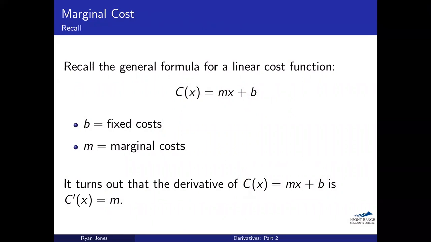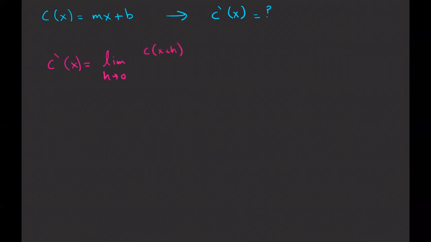Let's go ahead and do that really quickly, just so we can convince ourselves of that fact. So if I have f of x, well, let's go ahead and call it C of x. C of x equals mx plus b. And I say, hey, I want to find C prime of x. What the heck is C prime? Well, I can just do the limit definition. So C prime of x is going to be equal to the limit as h approaches 0 of C of x plus h minus C of x, all over h.